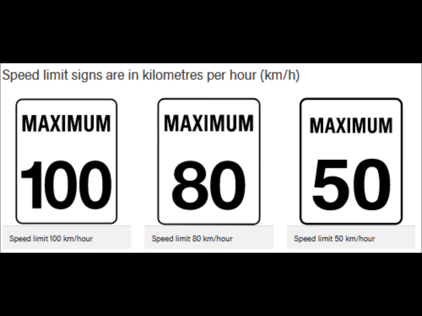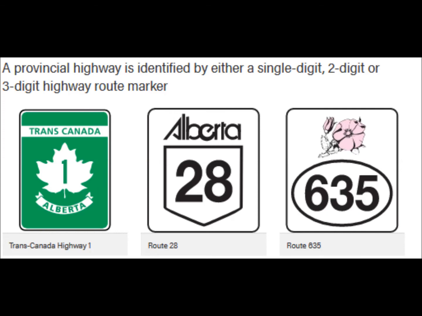Image description. A green rectangle with a white stripe and the green lettering Trans-Canada. Inside is a white maple leaf and the numeral 1. Below it is a white banner and green lettering saying Alberta. A white rectangle with the black lettering Alberta and a black outlined box with the numbers 28. A white rectangle with a pink Alberta rose and a black outlined circle with the numerals 635.